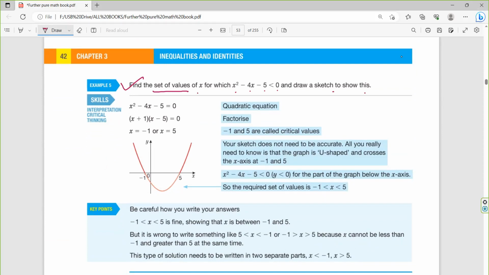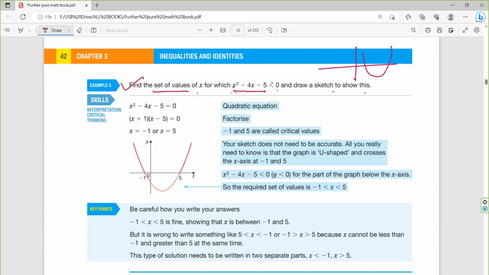So what do they want actually? This is a quadratic inequality, that means x square minus 4x minus 5 less than 0. If you sketch this, the curve will be U shape. Why? The curve will be U shape because the x square coefficient is positive. If the x square coefficient is positive, the curve will always be U shape.